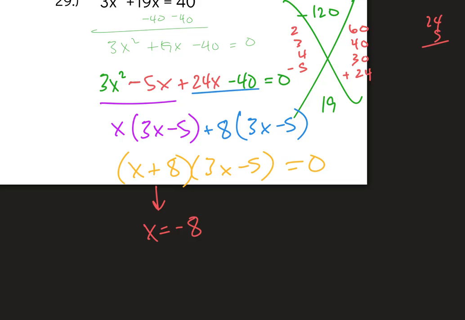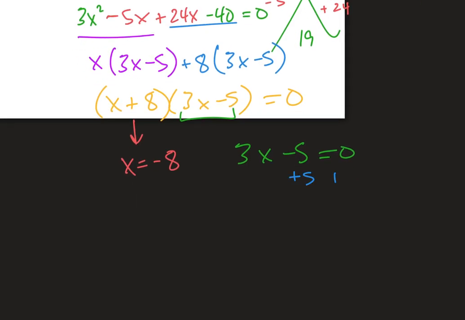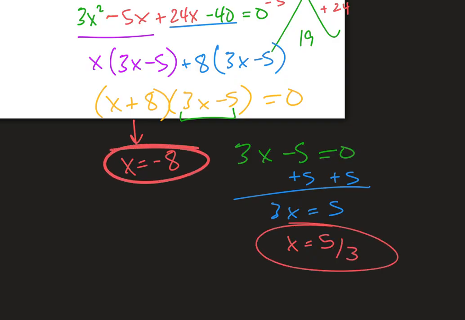And if you're not comfortable solving this one in your head, that's okay. You can write it all out. There's no harm in that. Add 5. You get 3x equals 5. You divide both sides by 3 and you get 5/3. Those are your two answers.